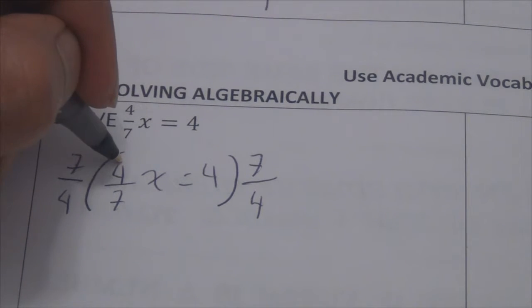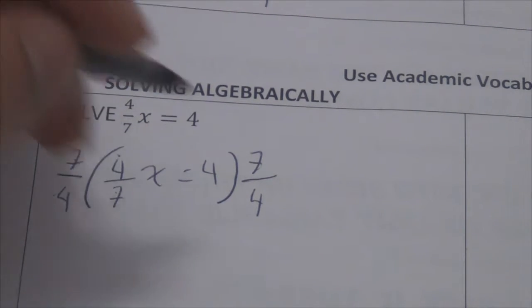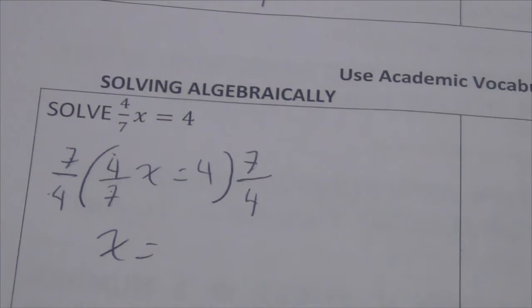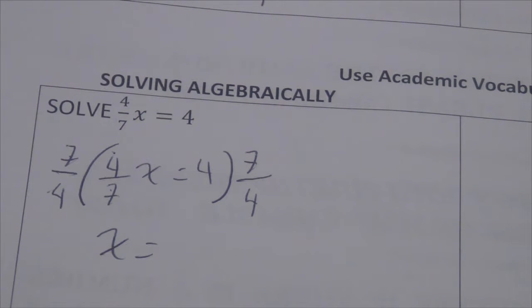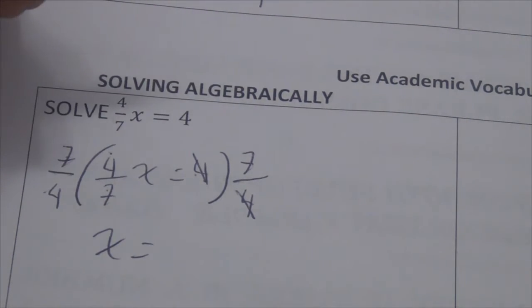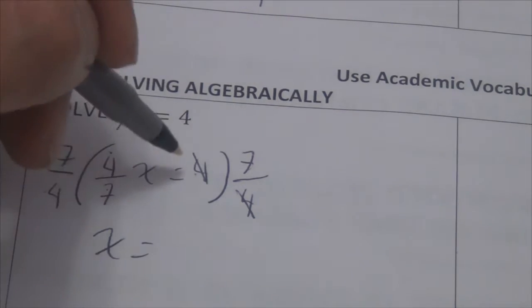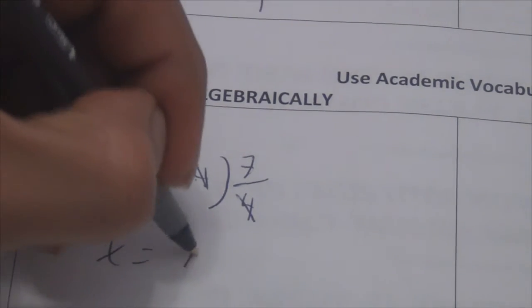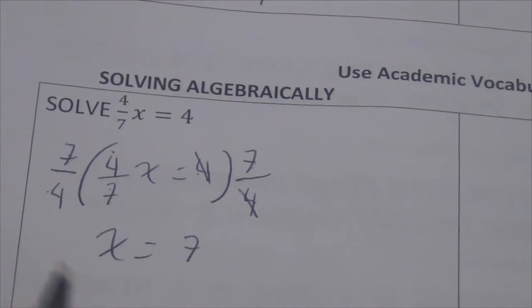All right. So 7 times 4 is 28. 4 times 7 is 28. They cancel out. Leaves you with x, right? Okay. Now, multiplying by 4 and dividing by 4, they cancel. That means they become 1. 1 times 7 is 7. Simple as that.